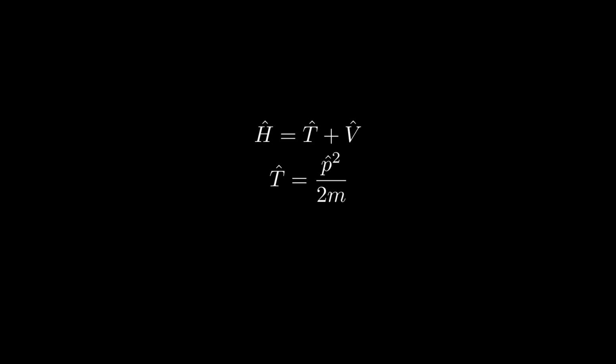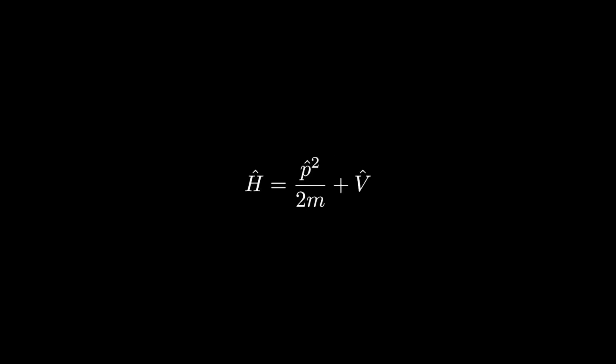For the potential energy operator, we simply have that this operator is just equal to the potential energy function V. In general, this potential can be a function of both position and time. However, for our purposes, we only assume that this potential is dependent on position, giving us the following definition. Altogether, we then have that the Hamiltonian operator can be written as follows.